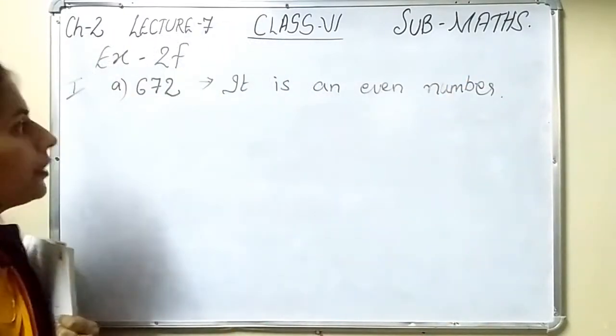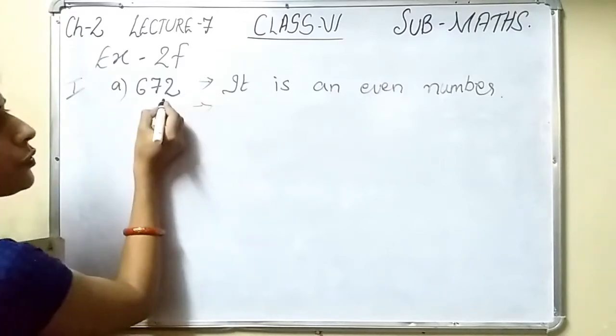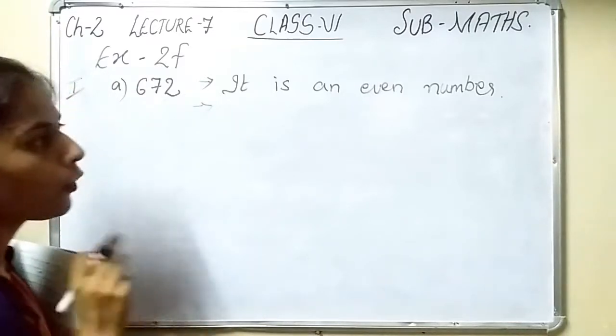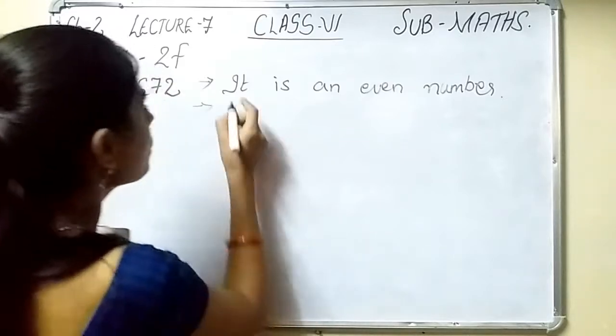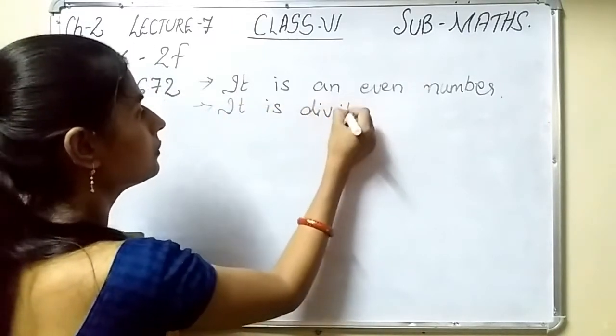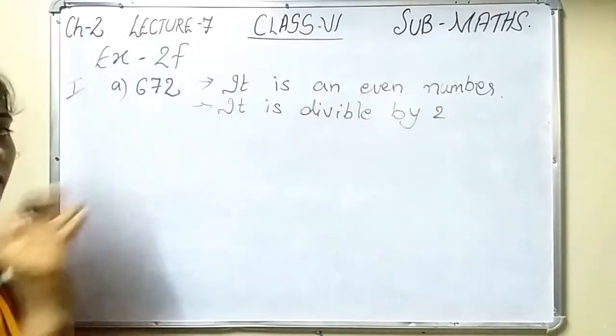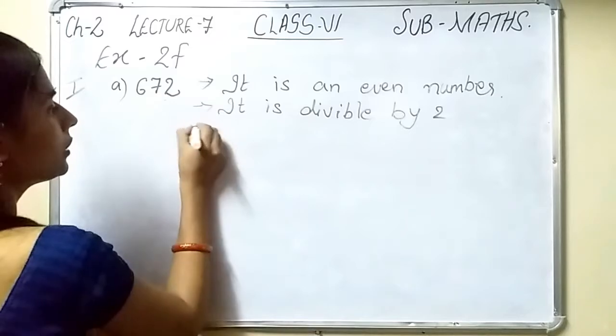What is your second point? It is divisible by 2. Yes, it is divisible by 2 because an even number is given here, and all even numbers are divisible by 2. So it is divisible by 2. Now find if it is divisible by 3 or not.